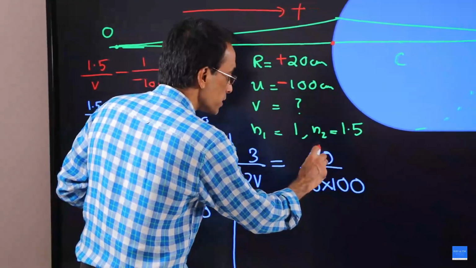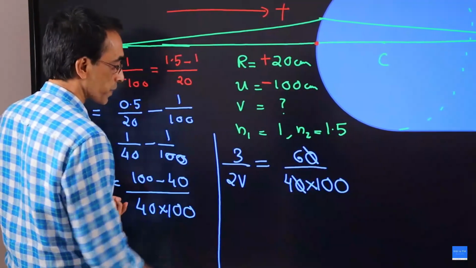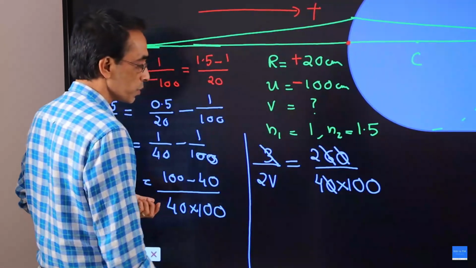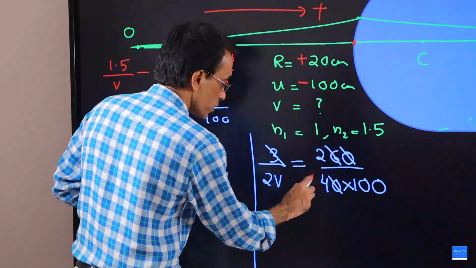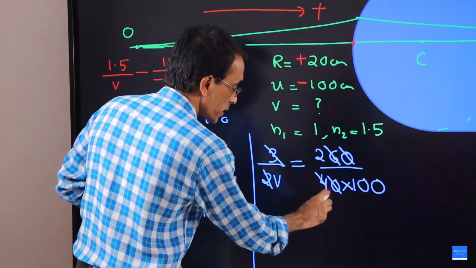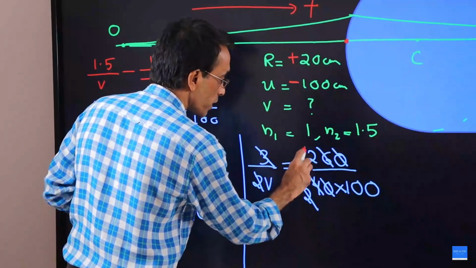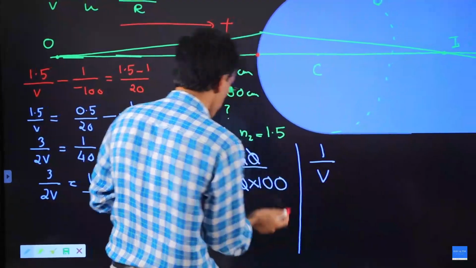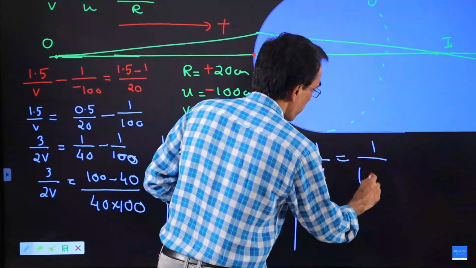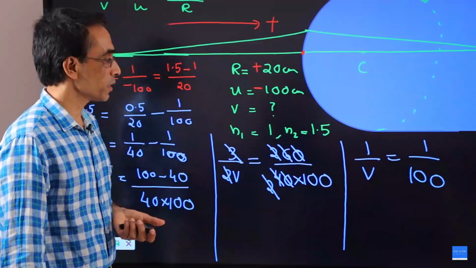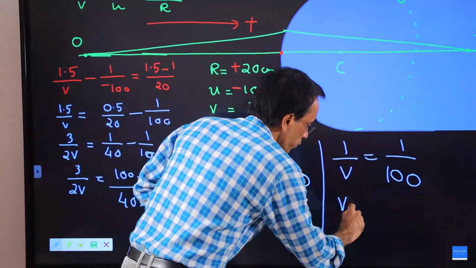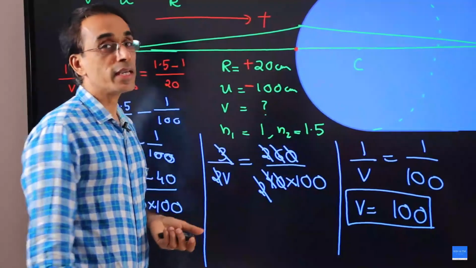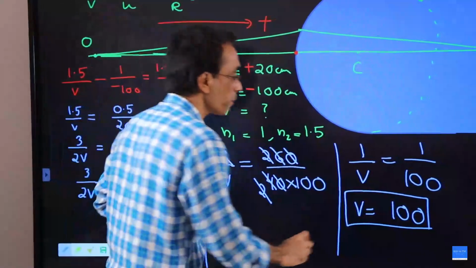Now this 0 cancels this 0. This 3 will cancel this 6 to 2. Okay. This 2 will cancel this 4 to 2, and this 2 will cancel this 2. So by the end I will get 1 by V on left side and 1 by 100 on the other side. So taking reciprocal, I will get V equal to 100. It is not minus 100, it is 100. So this is a positive 100.